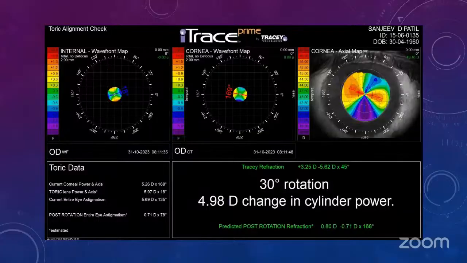So the iTrace gives a refraction as to what is in the eye. So basically, the internal and the corneal astigmatism totally will give a refraction of plus 3.25 diopters and minus 5.62 at 45 degrees. So there was a 30-degree rotation, that is 4.98 diopters of change in cylinder power was found because of this rotation. So once we realign the toric IOL, the predicted post-rotation refraction would be around minus 0.71 diopters at 168 degrees.